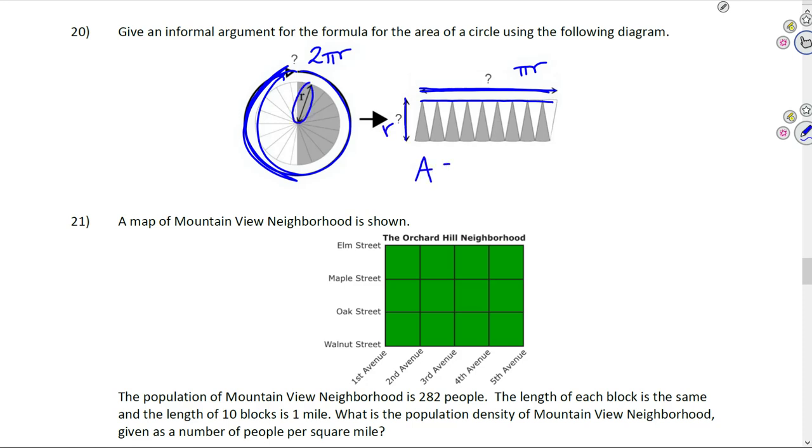So this looks kind of like a parallelogram, and the more sectors you cut, the more it'll look like a parallelogram. And so you get base times height. The base is pi r, and the height is r. So the total area of this circle is pi times r squared, which you probably already knew. But this is how it was derived, or where it came from.